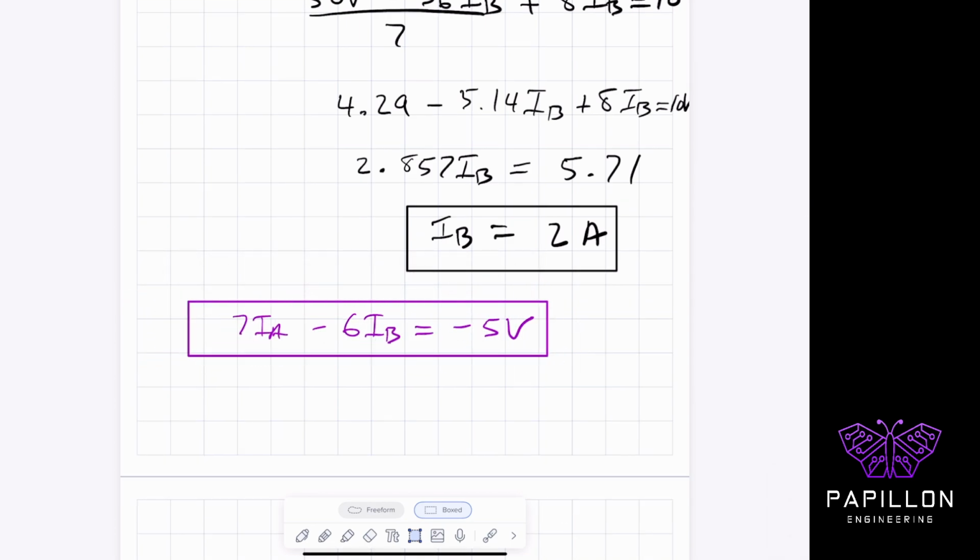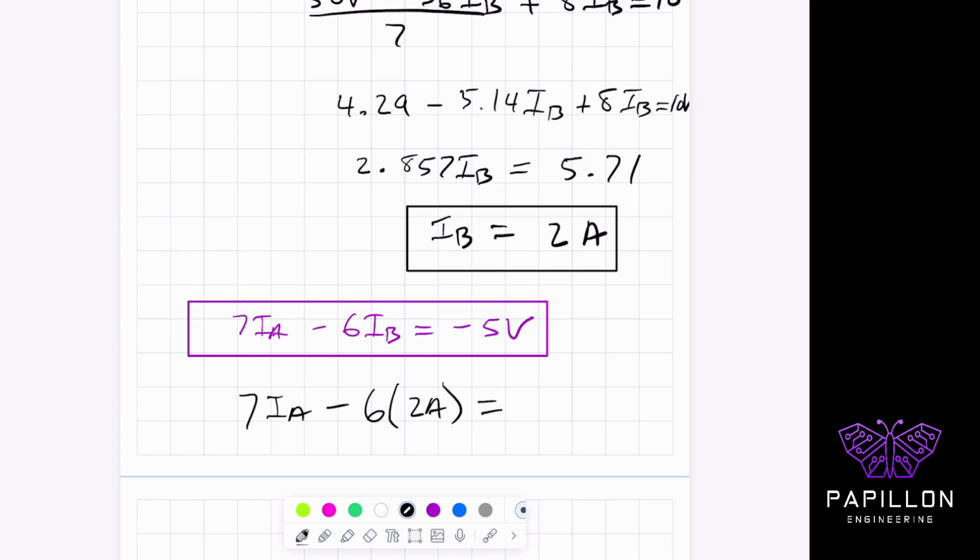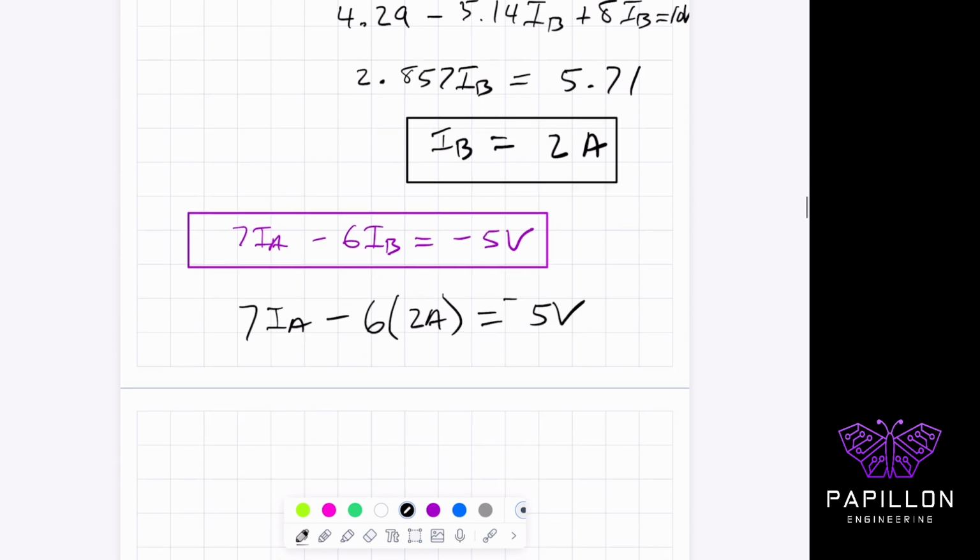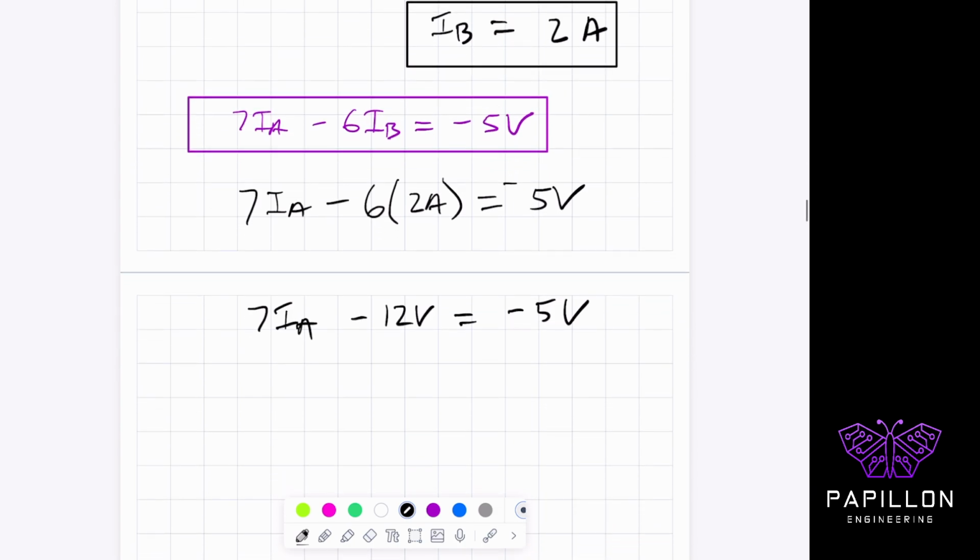So if I substitute back in the value of 2 into this, I can solve for the current in the other loop. So this is what you're going to be left with, equals -5 volts. So you're going to have here minus 12 volts equals -5 volts and then 7 IA, right? So if I solve for IA, I'm going to add 12 to both sides. So I'm going to add 12 volts, and then I'm going to have here 7 IA.